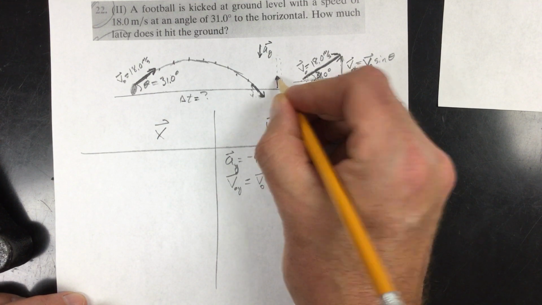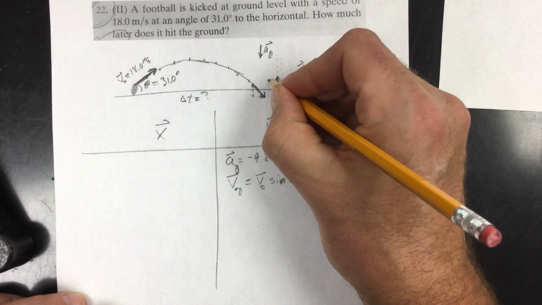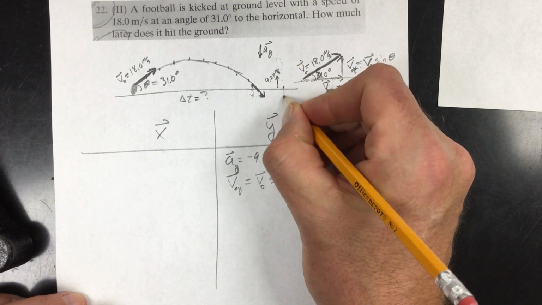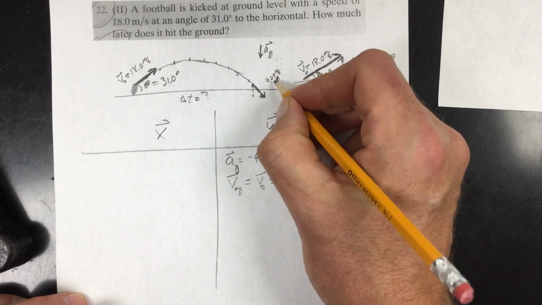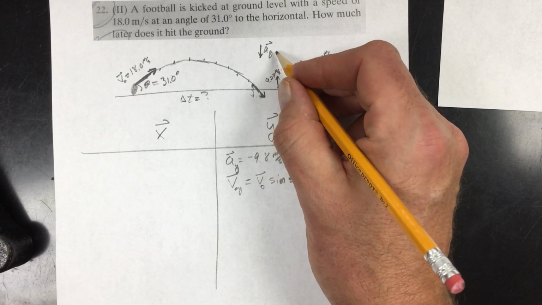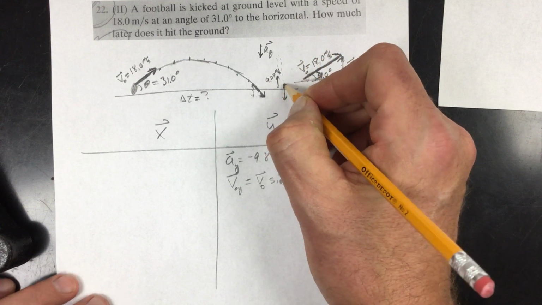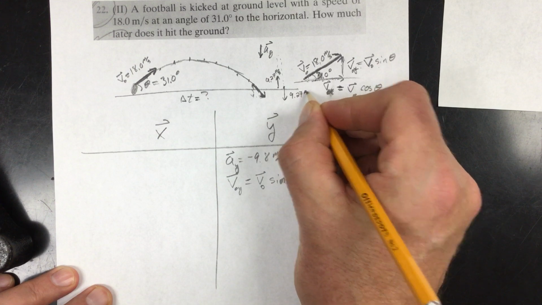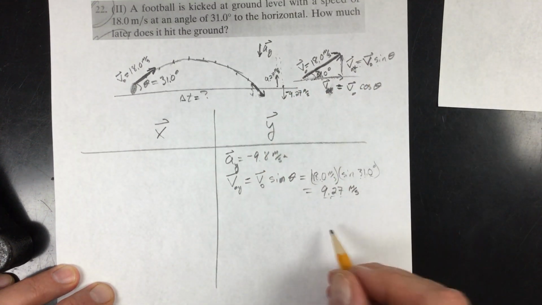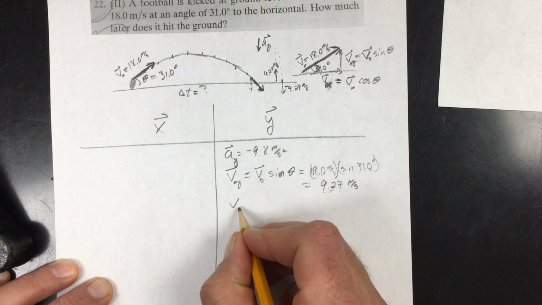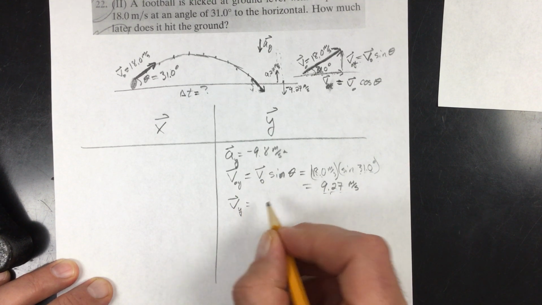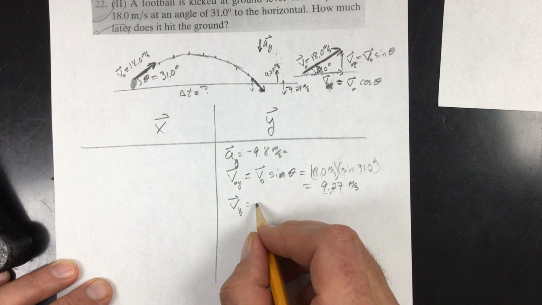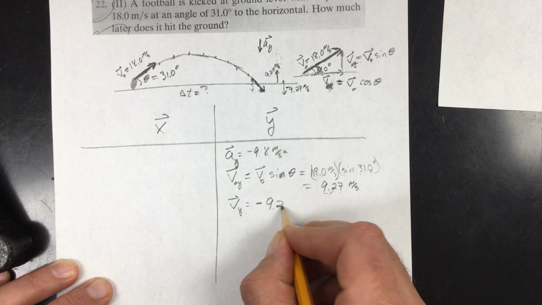Well, if it leaves the ground with a vertical component of 9.27 meters per second, what's it going to hit the ground with? It's going to accelerate on the way up for a certain amount of time, and it's going to accelerate for the same amount of time on the way back down, meaning it's going to come back down to the ground with the exact same speed, but in the opposite direction. So I also know the final velocity in the y direction is going to be the same magnitude as the initial velocity, just in the opposite direction. I'm going to show that opposite direction with a negative sign.